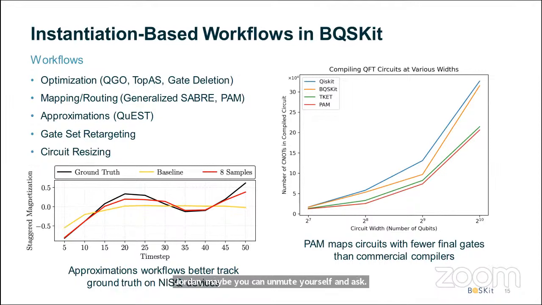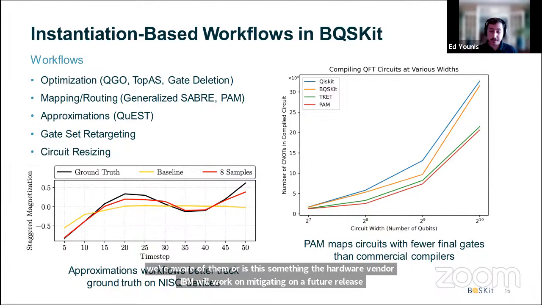Sure. Hello. So there was something published probably about a week ago about researchers uncovering inaccuracies in qubit rotations on IBM's public quantum computer. I wanted to know, is this something the compiler can compensate for once these things are published and we're aware of them? Or is this something the hardware vendor IBM will work on mitigating on a future release? It's an awesome question. Hopefully both.